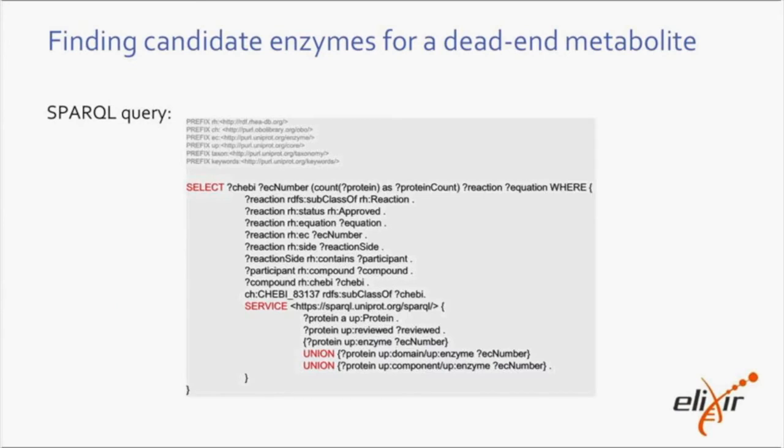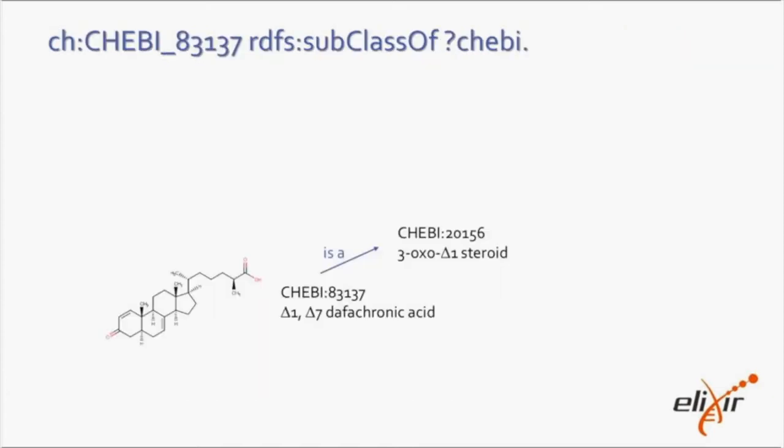Okay. So the SPARQL query that allows us to map this metabolite to potential enzymes is shown here. So again, I'll highlight some of the salient points about this query. The first thing to note is that we're going to use the ChEBI ontology to actually try and identify enzymes for this metabolite. So this part of the query will retrieve direct parent classes for this metabolite in ChEBI. Okay. So just to illustrate that, our metabolite of interest is this dafachronic acid. If you look at the ChEBI ontology, it's a 3-oxo-delta-1 steroid.